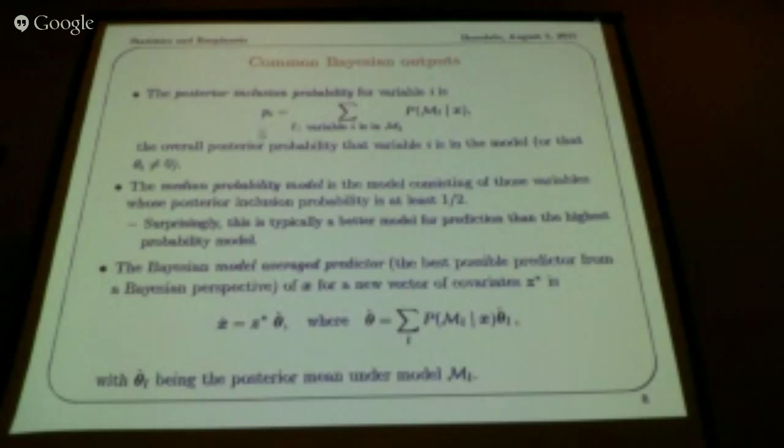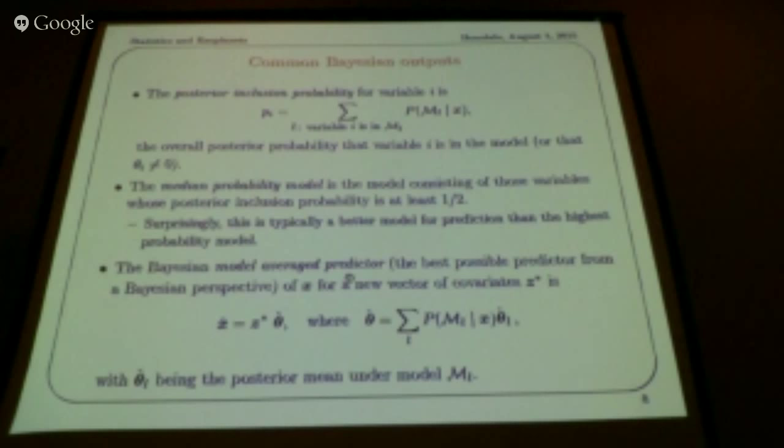One of the things that's been discovered in the statistical world is that if you want to have a single model that's the best predictor, it's usually what is called the median probability model, which means you include all of those variables whose posterior inclusion probability is at least a half. It's somewhat surprising that that's the best model. Most people think that I should find the model with the highest posterior probability, and that would be the best predictor. But in general, that's not true. The median probability model is usually a better predictor. The optimal Bayesian predictor does an average over all possible models. That's called the model average prediction, and that's optimal in some sense, if you're willing to not settle for a single model.